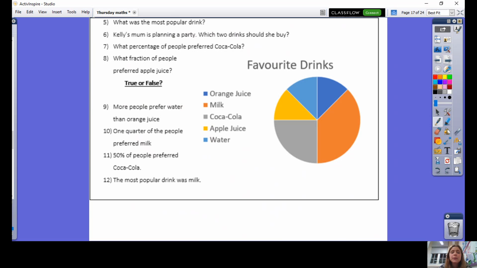Next group. What was the most popular drink? The most popular drink is this one here, that is milk. Kelly's mum is planning a party. Which 2 drinks should she buy? She should choose the 2 most popular. We know the most popular is milk. The second most popular was Coca-Cola. What percentage of people preferred Coca-Cola? That's 1/4. We know that is 25%.